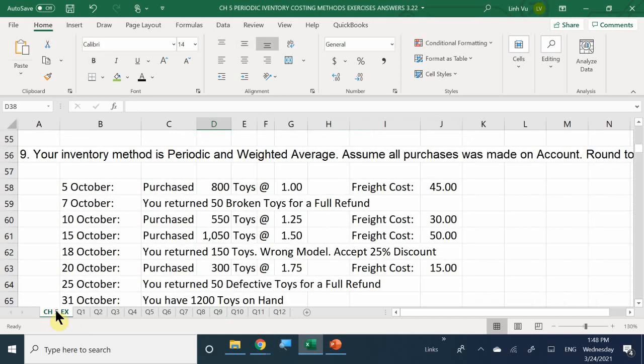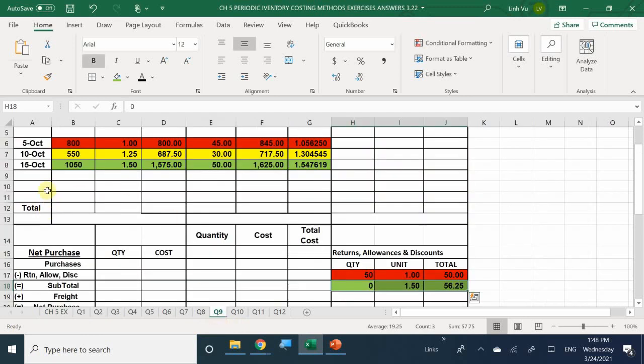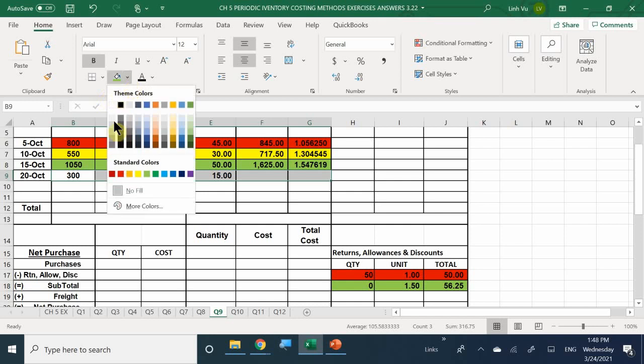So let's just go ahead and continue. What's the next scenario? 300 toys at $1.75 and $15 for delivery. Okay, so we actually end up buying another batch on October 20th. So we have 300 toys at $1.75 with the freight costing you $15. So what is going to be my purchase price here? $525.